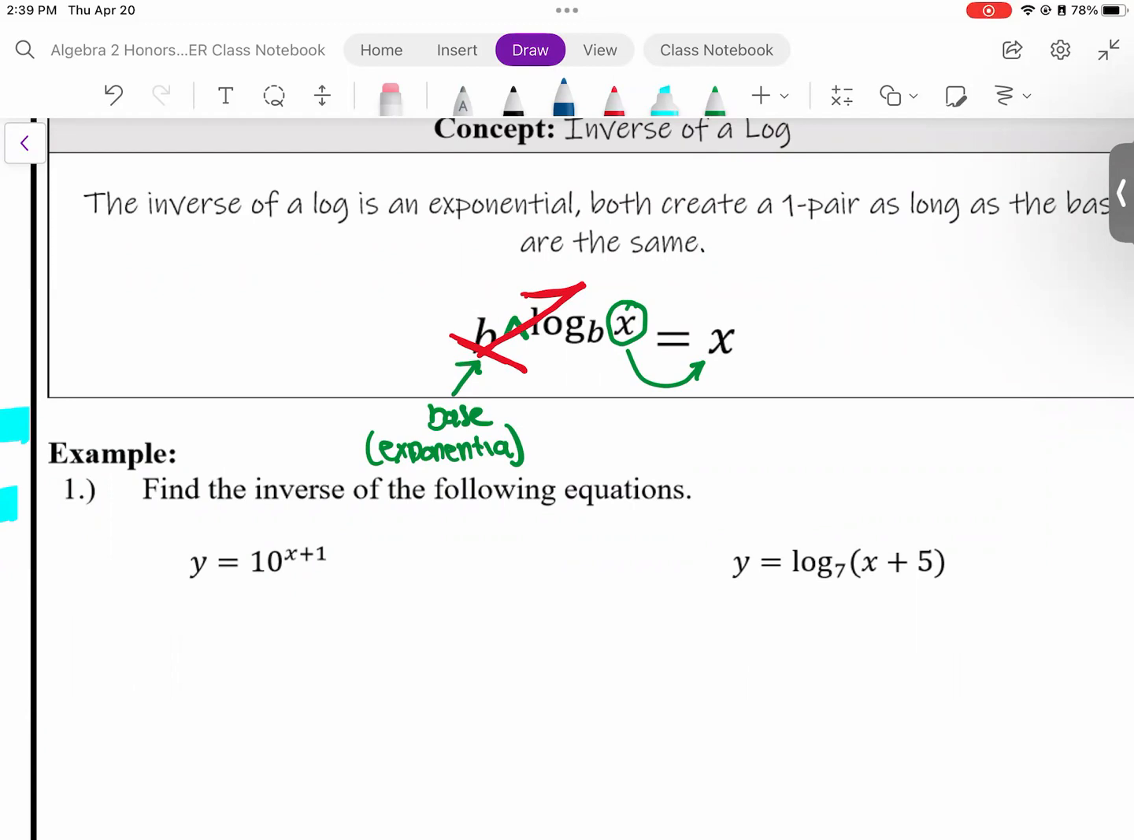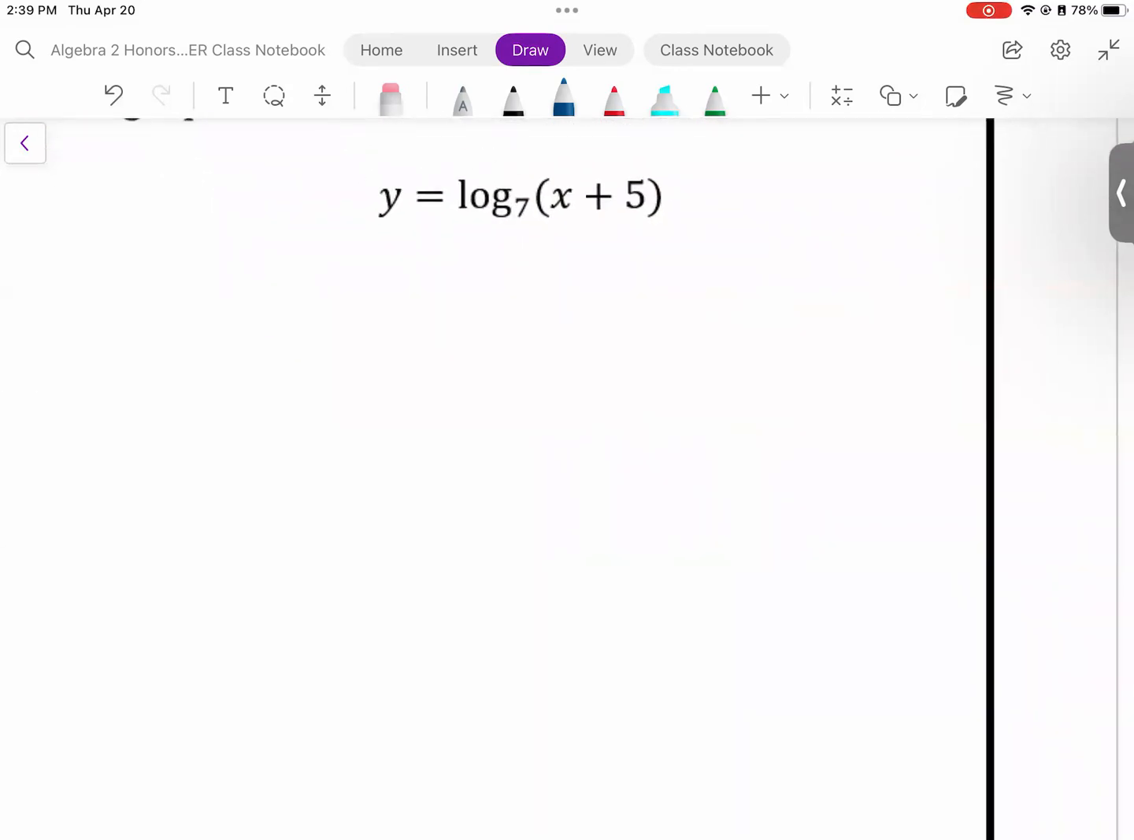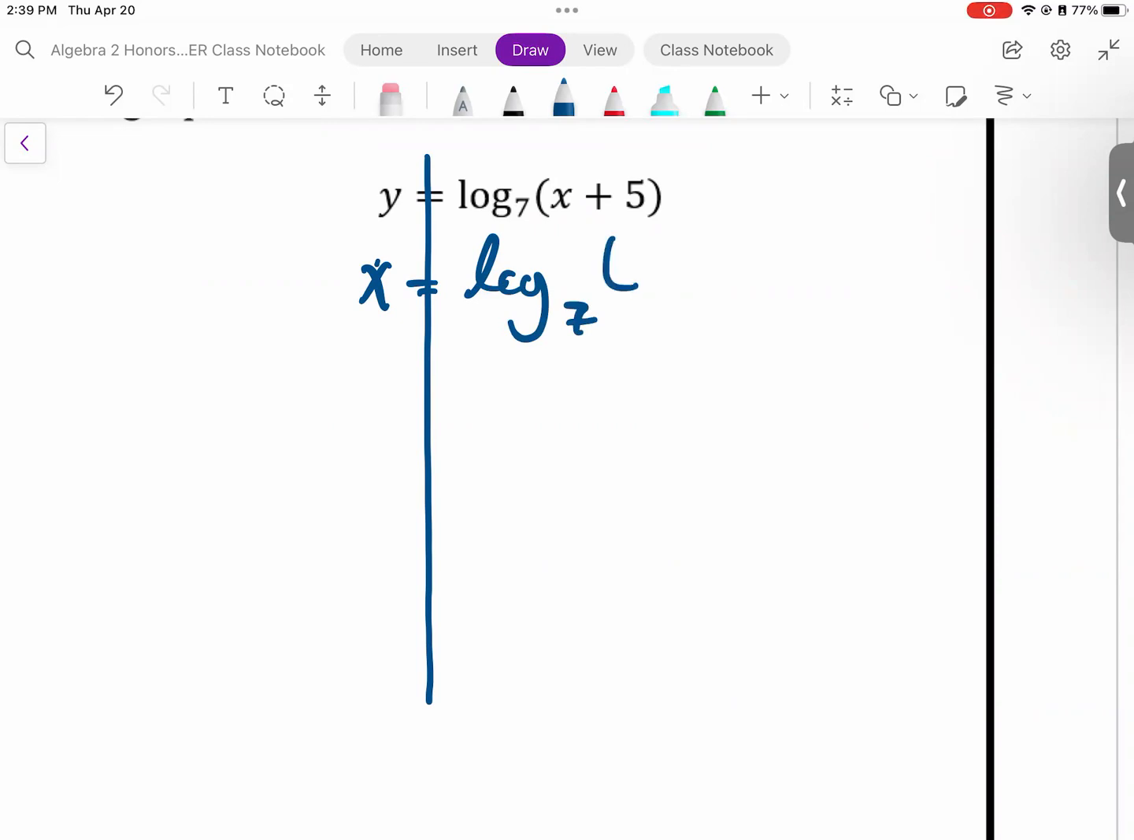So for example, the first problem that we are going to do is question 1, problem 2. We have a log equation there. What we want to do is find the inverse of that equation. And how do we find the inverse of anything? We're going to switch the x for the y and the y for the x, and then we're just going to go ahead and solve it. So this is now x equals the log base 7 of y plus 5. Again, all I did was switch x for y and y for x.